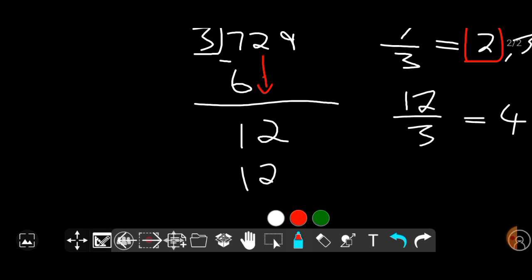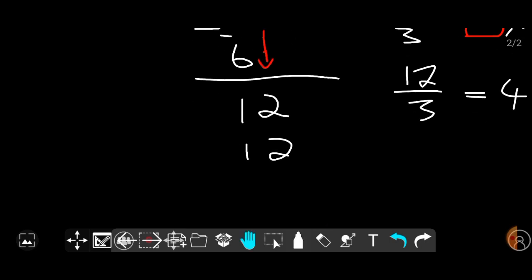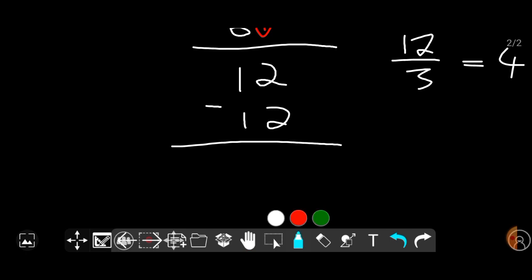Remember, that's why the numbers end where they end. So I write the 12 there. And then the numbers are aligned, and when numbers are aligned, they must subtract each other. So you're going to say 12 minus 12 gives 0. You see where I wrote it? I write it where I finished.